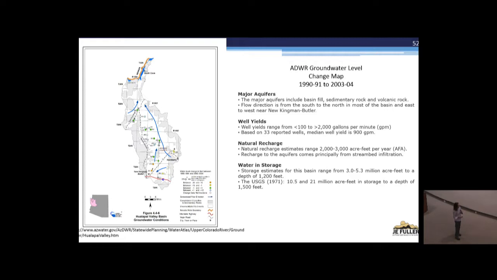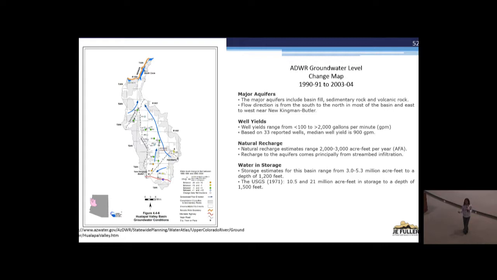This is some basic information that you can get from the Groundwater Atlas on the ADWR website if you're interested. Well yields, they say between less than 100 to more than 2,000 gallons a minute. Based on 33 reported wells, median well yield is 900 GPM. 33 wells, it's actually a fairly good amount for this size of a basin, but groundwater information is just generally not very plentiful.